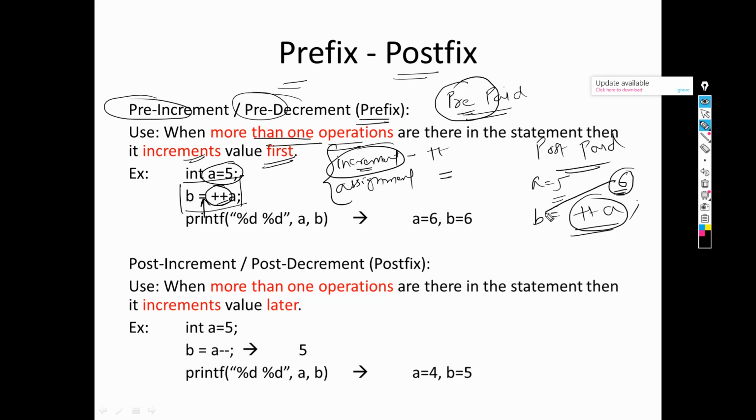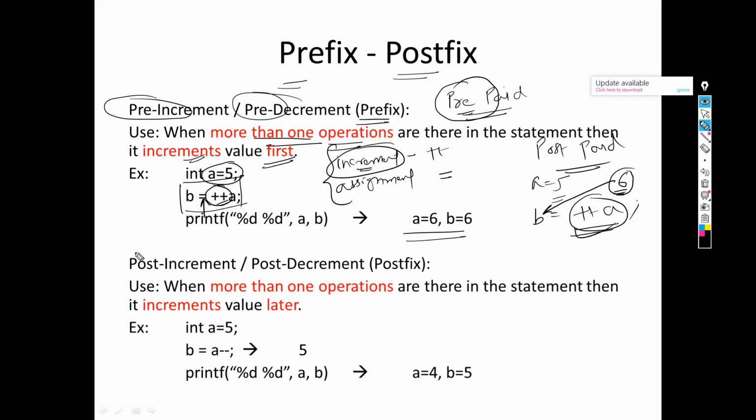Now this value will be assigned to b because the increment operation is completed. So second operation is what? Assignment. So the value of a, which is 6, will be given to b. So if you print the output, then a will be 6 and b will be 6. So this is pre-increment, means increment or decrement, whatever the operation we need to perform, that is to be performed first. Other operations are to be performed later on. Okay, I hope you understand.